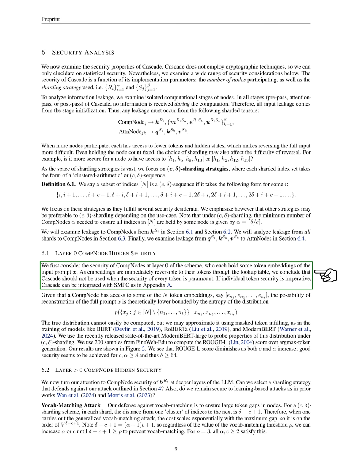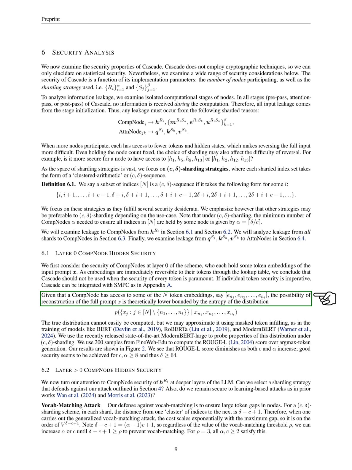If we need to ensure individual token security, we can combine Cascade with secure multi-party computation, as discussed in the appendix. When a comp node has access to some of the token embeddings, the ability to reconstruct the full prompt is limited by the entropy of the distribution. Although we cannot directly compute this distribution, we can estimate it using masked token infilling techniques similar to those used in training models like BERT and RoBERTa.